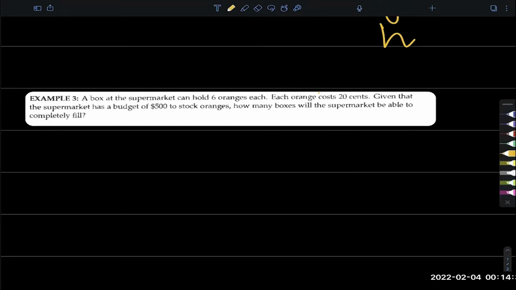So try to figure out how many oranges he can get and then how many boxes it will take. Now, one method is pretty straightforward. You have 20 cents and $500. So that means $500 divided by 20 cents, that looks like this. So that is 2,500 oranges.